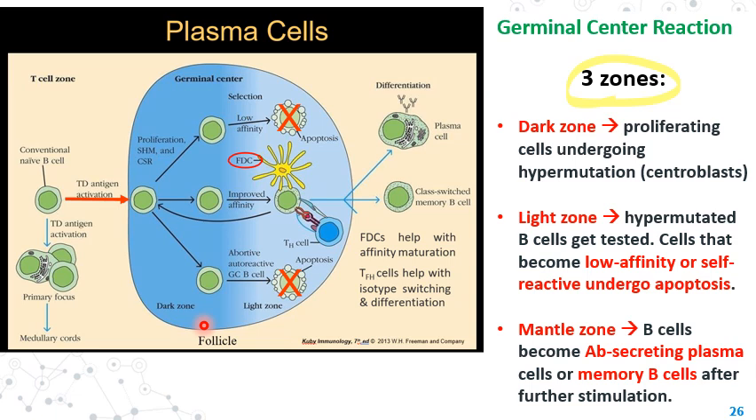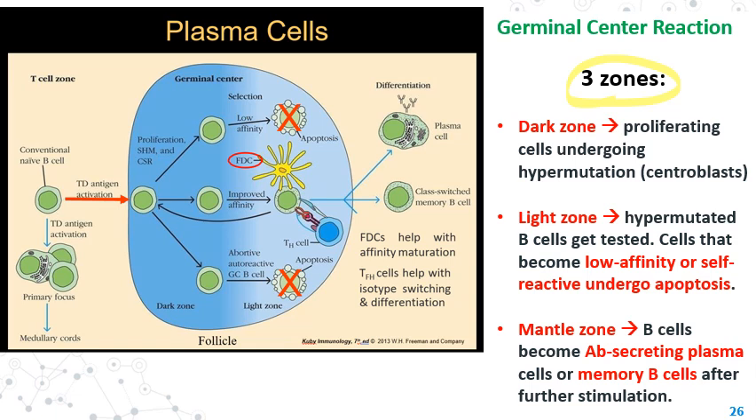Besides all that, you're going to have another region that is right around it, and it's called the mantle zone. Okay, in the mantle zone, where you see plasma cells here, you're going to have secreting plasma cells, and you're going to also have formation of your memory cells. So this area around the germinal center is called your mantle zone. Okay, so three areas: dark zone, light zone, and mantle zone.